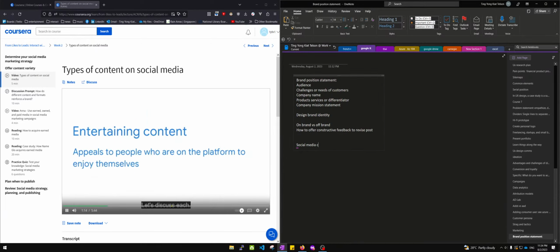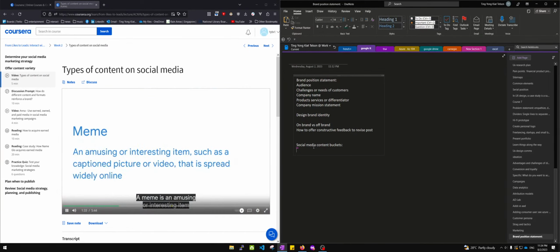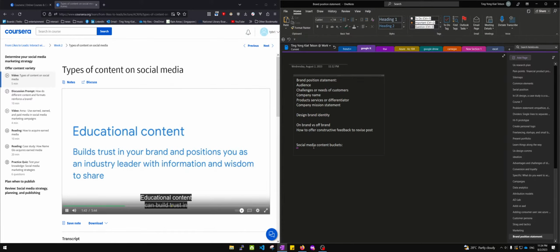Entertaining content appeals to people who are on the platform to enjoy themselves. It can help your audience relate to your content and your company. Entertaining social media content includes things like viral videos, jokes, comics, contests or giveaways, and memes. A meme is an amusing or interesting item such as a caption, picture, or video that is spread widely online, especially through social media.